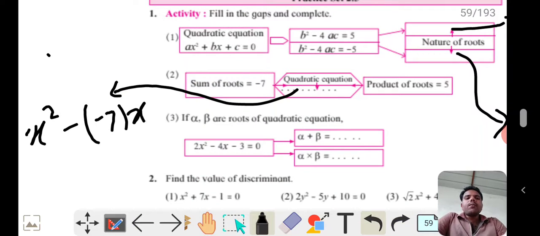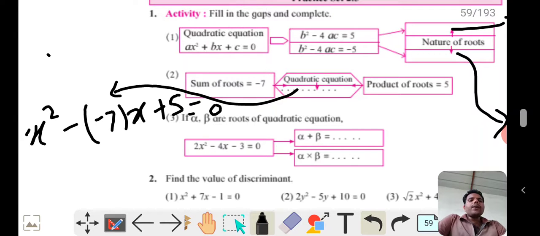Minus 7x plus the product of the roots, which is 5, is equal to 0. So this is our quadratic equation. We have the sum of roots as minus 7 and the product of roots as 5. So we can write x square minus (the sum of the roots) into x plus the product of the roots is equal to 0. Okay, so see the next example.